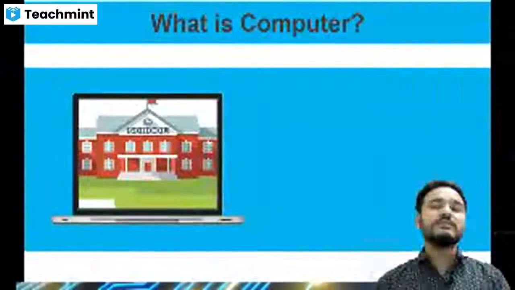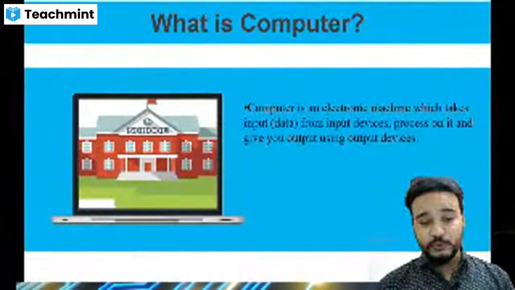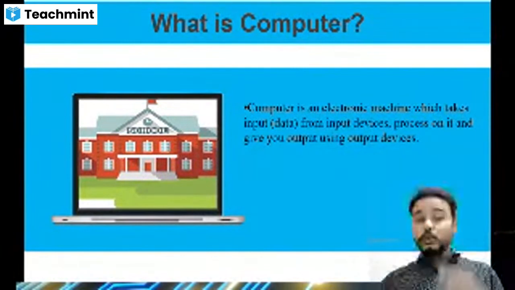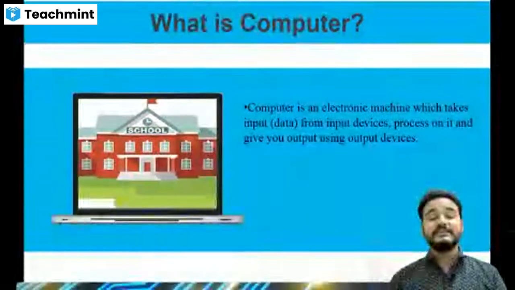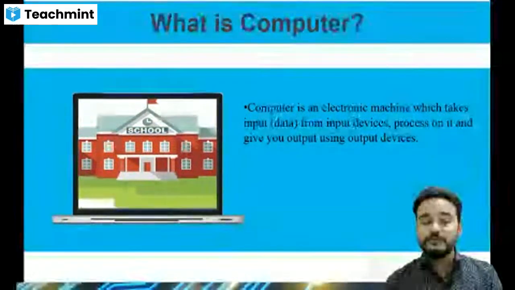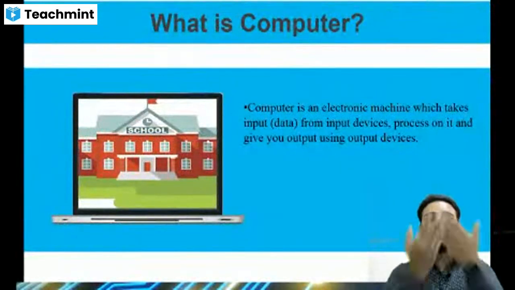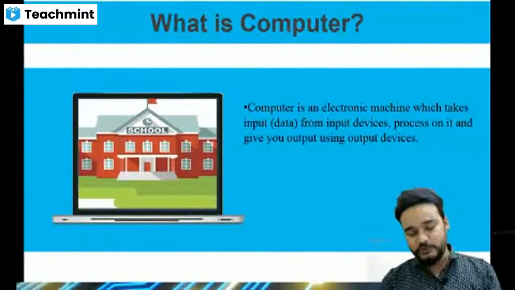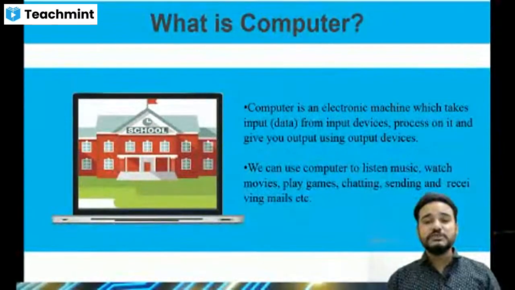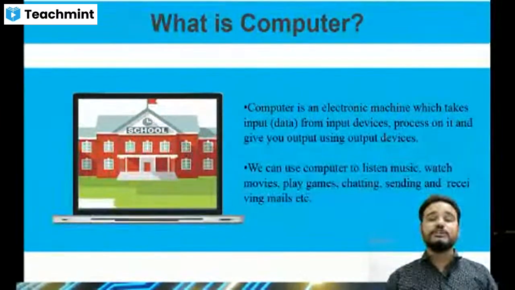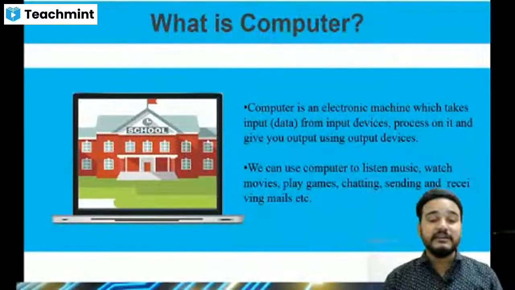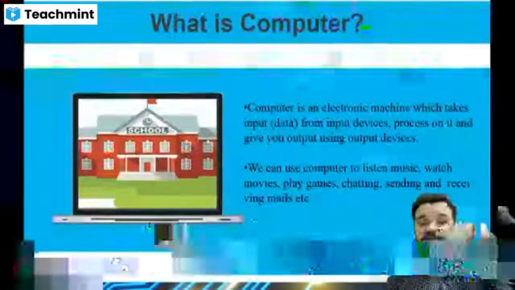So what we had learned in that is what is computer. We had learned that computer is an electronic machine which takes input. Input means what it takes? It takes data in, which is the collection of information, from input devices, processes on it, and gives you output using output devices. Then we have seen the uses of computer, where computer is used generally. So computer is generally used for listening to music, watching movies, playing games, chatting, sending and receiving mails, etc. For that computer is used.